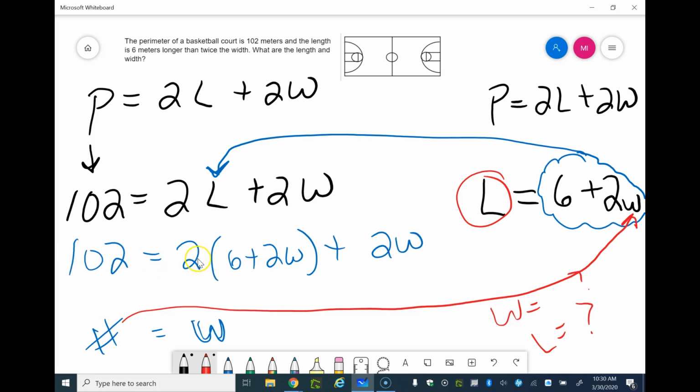So for here again, go back to what we discussed in sections 1 through 6. We distribute, collect like terms, get W by itself, get our answer, take this answer, plug it in for W, multiply by 2, add 6 to get L, and then we have our W and L to plug in for this problem.